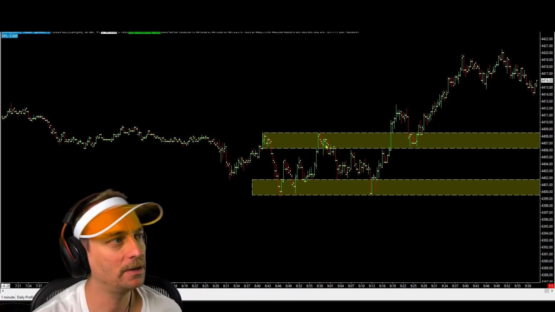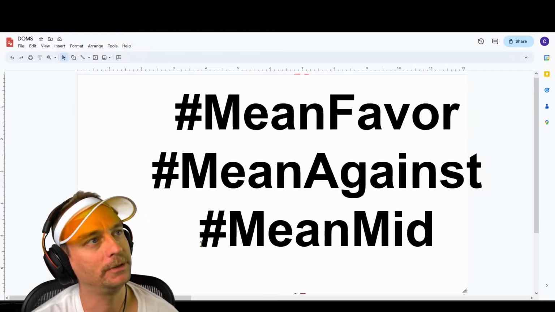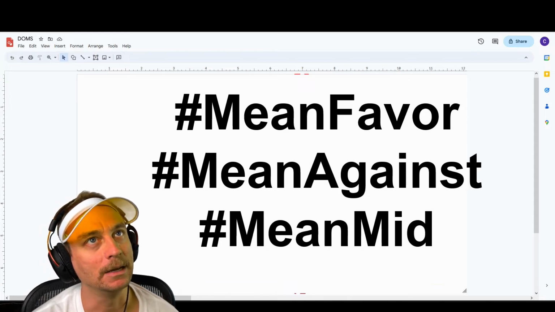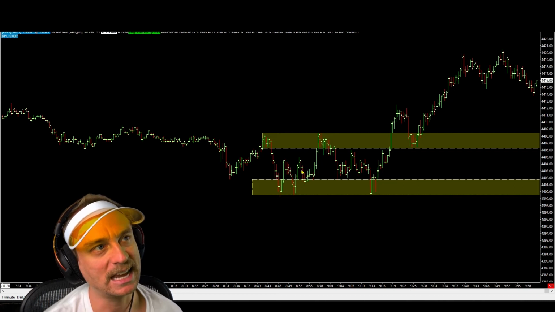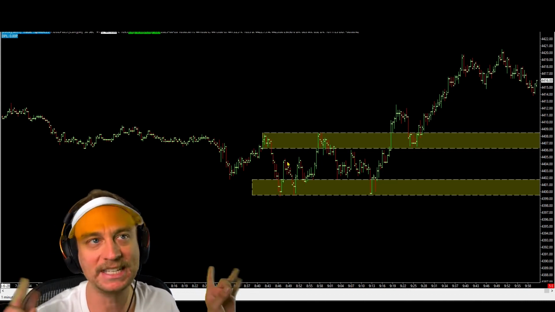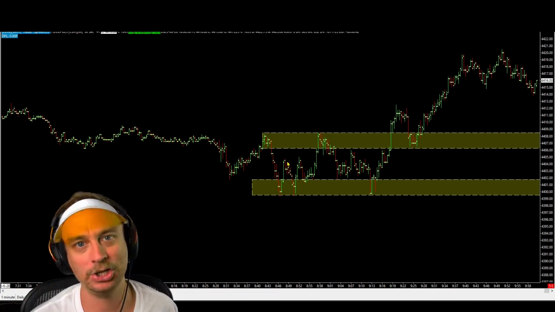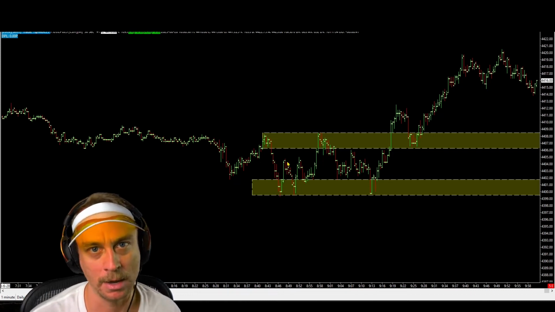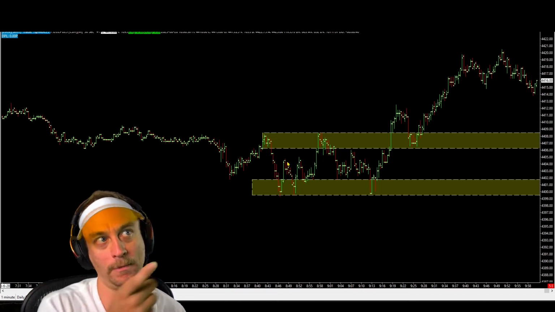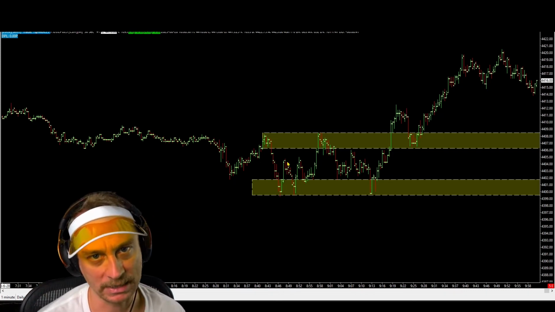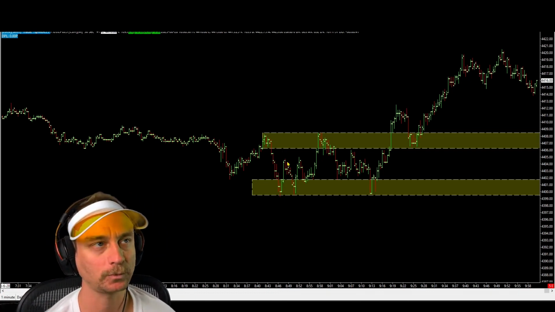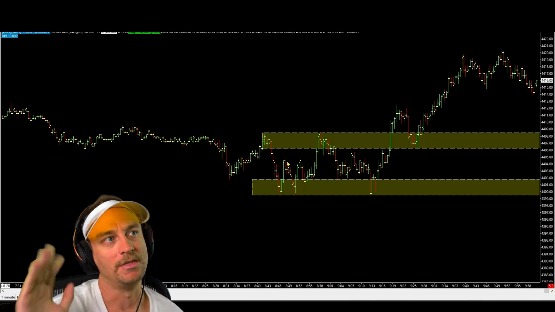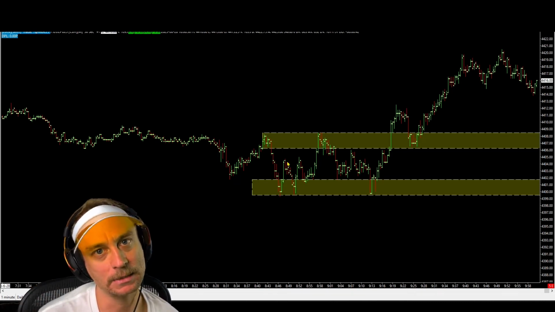Now, I do have another tag, which I will briefly talk about, called mean mid. So what does mean mid mean? It means I'm attempting to take any trade near the center of the range or the center of a mean, whether that's a profile or a range on price action. Again, we're going to talk about profiles in another module. So that is what that tag is.